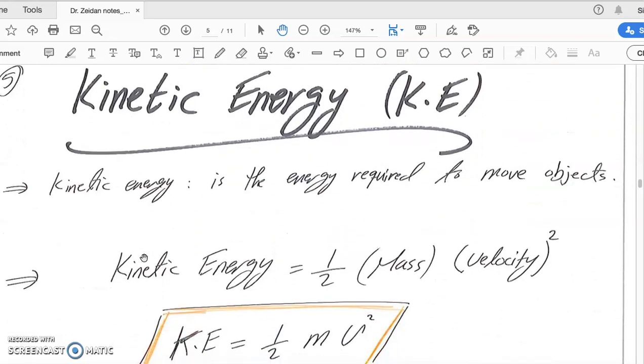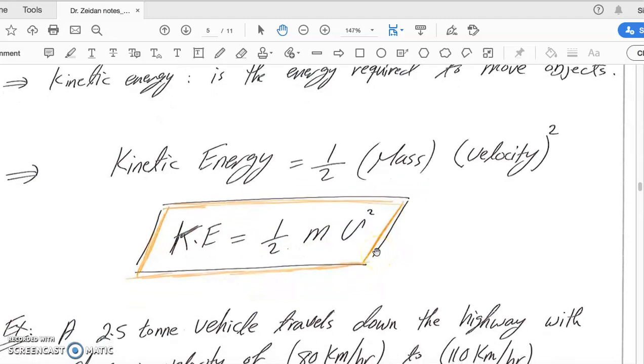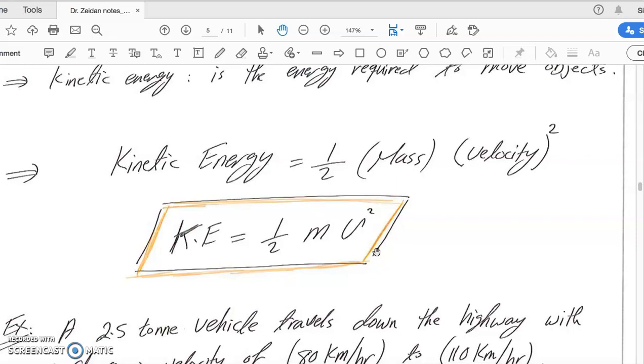Kinetic energy, as we all know, is half mv squared. And there is also something called the change in the kinetic energy, which would be half m times v final square minus v initial square.